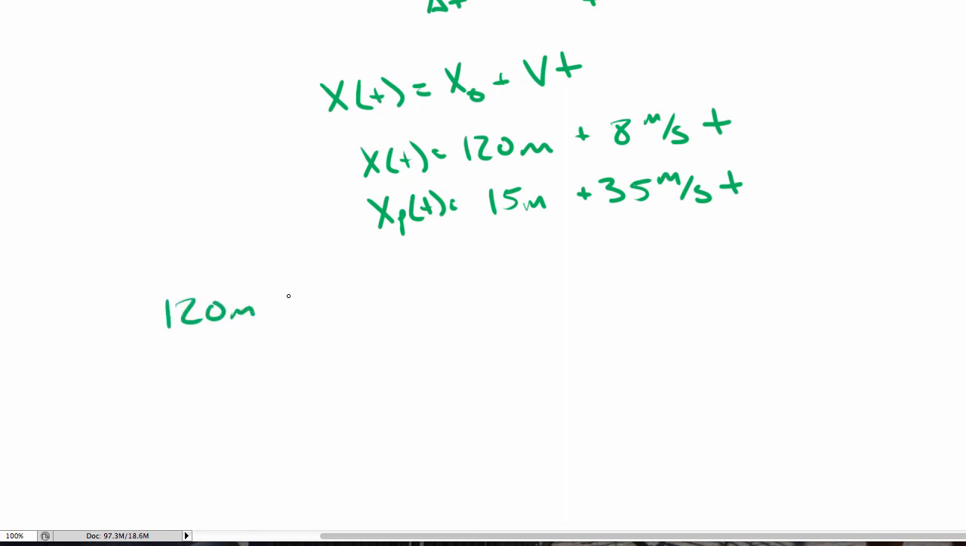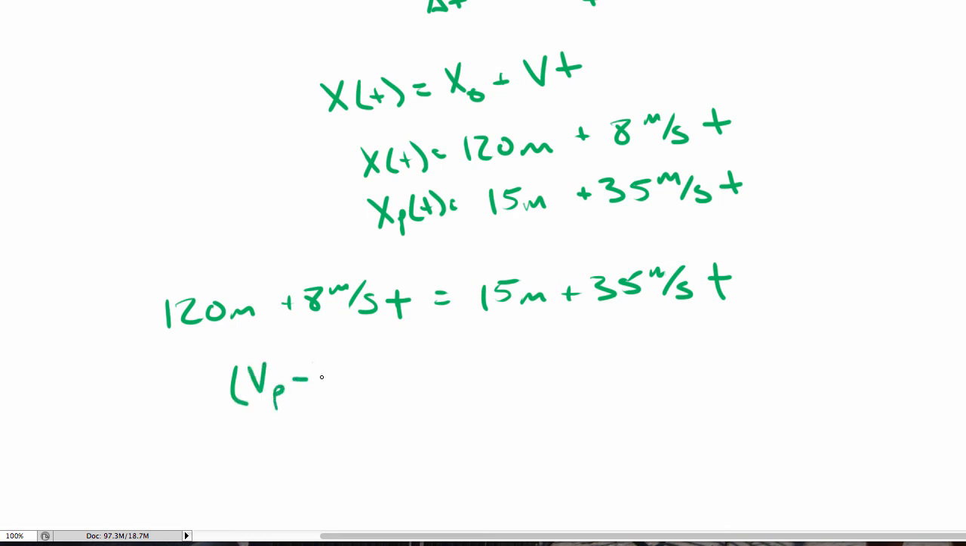So if I write that down, 120 meters plus 8 meters per second times t is equal to 15 meters plus 35 meters per second times t. So what I'm after is at what time t does this equation hold? And of course, I've got one equation with one unknown, so I can solve this. We can quickly go through doing that. If I solve so that the t's are all on one side and collect the terms, I can factor out my velocity terms. So I get v sub police car minus v times t, 35 meters per second minus 8 meters per second, and that's equal to 120 meters minus 15 meters. So that's 105 meters.